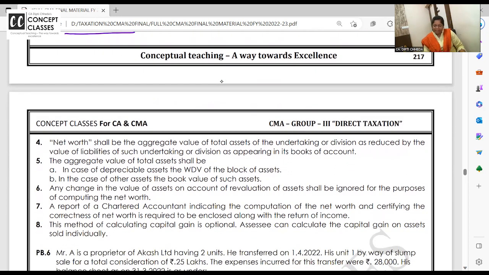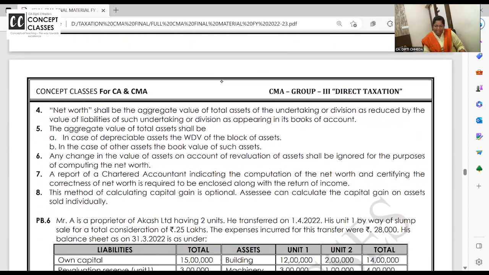Net worth shall be the aggregate value of the total assets of the undertaking or division as reduced by the value of the liabilities. Aggregate value of the assets: for depreciable assets, take WDV. For other assets, take book value. Any change in the value of an asset because of revaluation reserve, ignore.